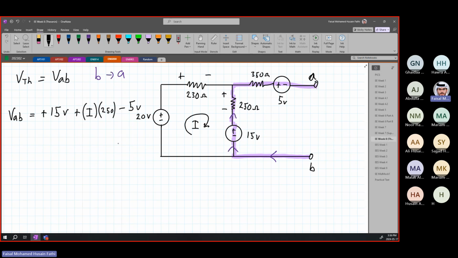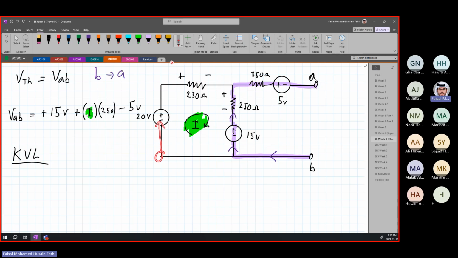What do we need to determine first? We need to determine our current I over here. This current, we need to determine it. Since we don't have it, current I, which is this current I, we can simply apply KVL to find it. If we do KVL to find I, let's start from over here.